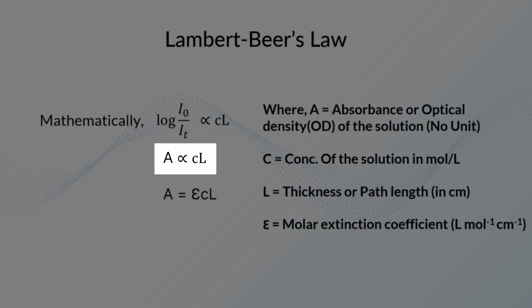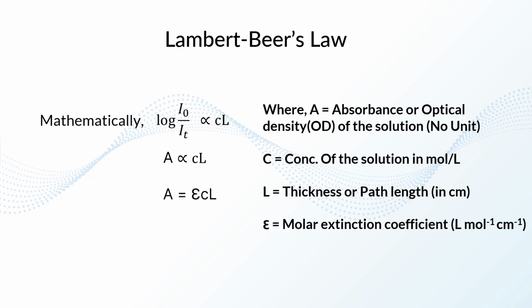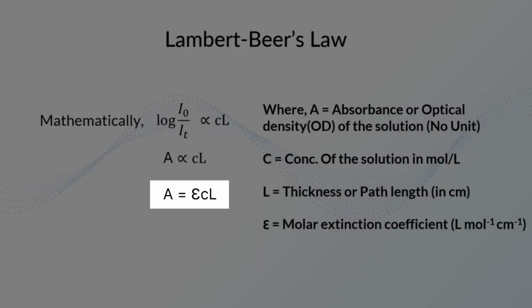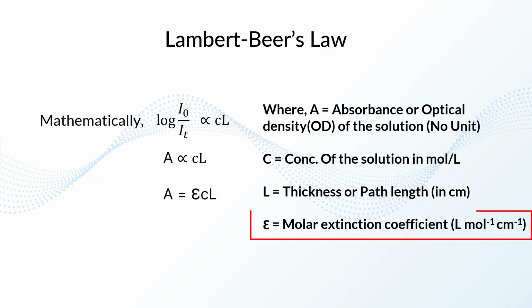C is the concentration of the solution in mole per liter, L is the length in centimeter, and if I remove the proportionality symbol, I get A is equal to epsilon CL. Now epsilon is called the molar extinction coefficient. That's a very unique feature of a particular solution or sample under investigation, and depends upon a number of things that we are not going to talk about here. Its unit is liter per mole per centimeter.